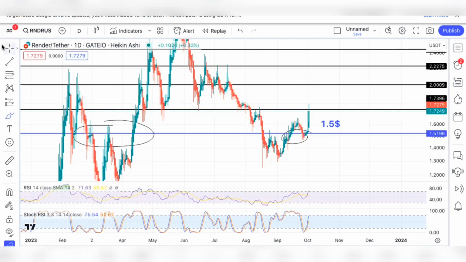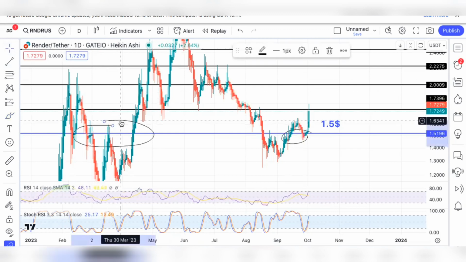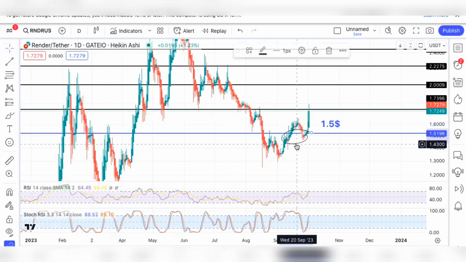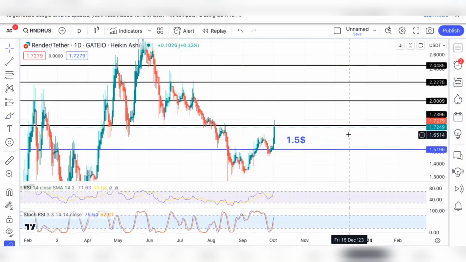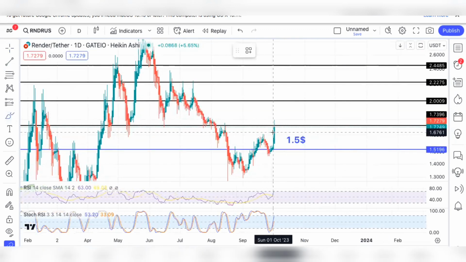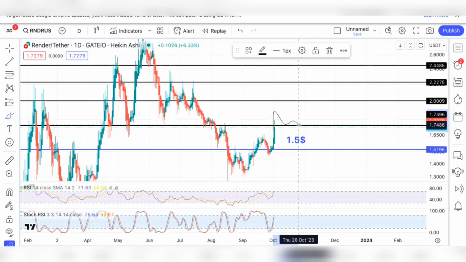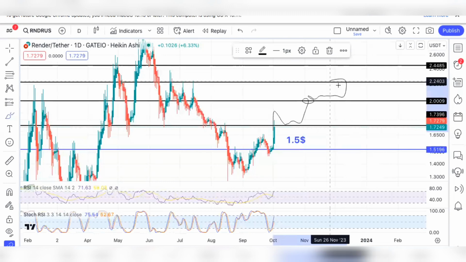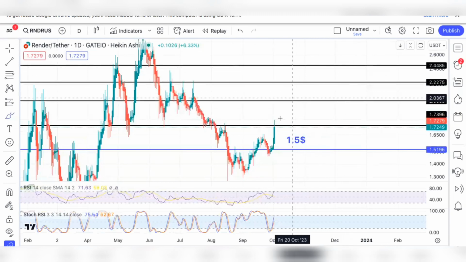So Render has already approached the first resistance, which is at around $1.75 region. If it is able to break it convincingly and start consolidating above it, then it's going for $2. And similarly, if it can consolidate above 2, then the next target is 2.5.